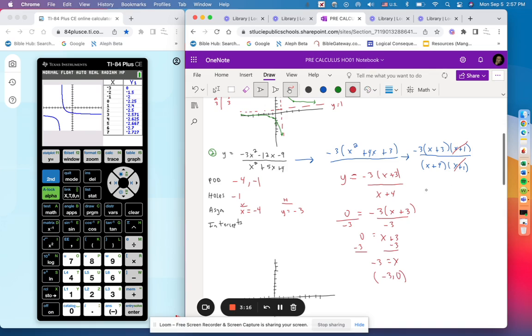Where you find your y-intercept, same thing. I'm plugging 0 in for x. So y equals -3 times 0 plus 3 all over 0 plus 4. Well, 0 plus 3 is 3. 3 times -3 is -9 over 4. That's it. And I think 4 goes into 8 twice with 1 left over. That's -2 and 1/4, or -2.25. Or you could type in your calculator. So it's going to be 0, comma, -2.25.